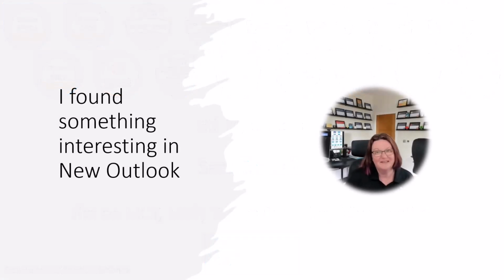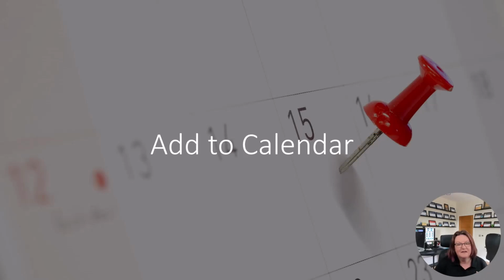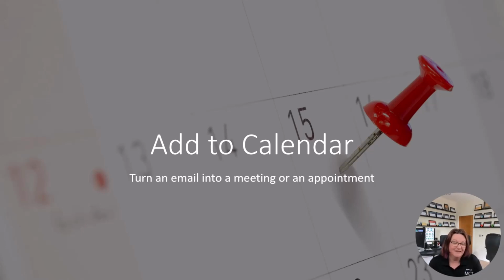I found something interesting in New Outlook today. Well, it's new to me and it's in the new version of Outlook, so I thought I'd share it. It's Add to Calendar, where you can turn an email into a meeting or an appointment. Not by replying to the email, but simply by adding it to your calendar.